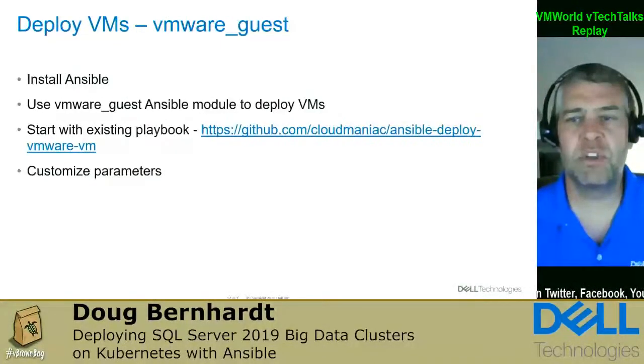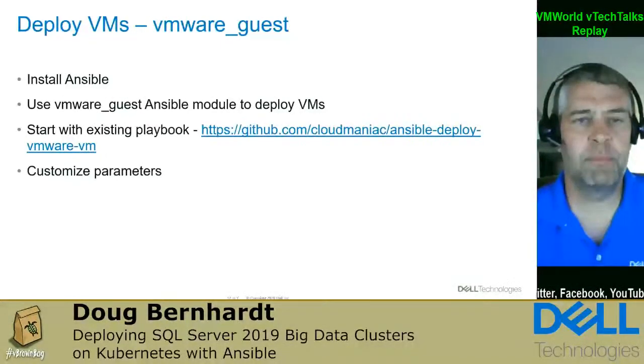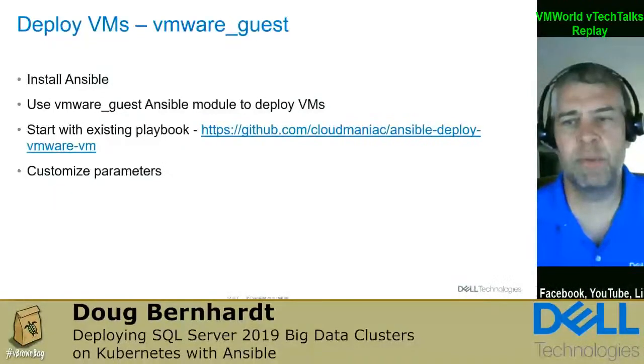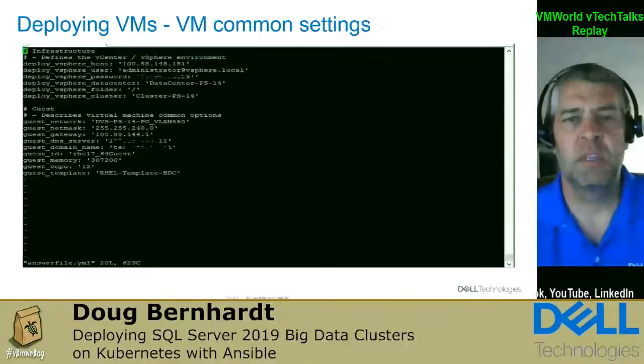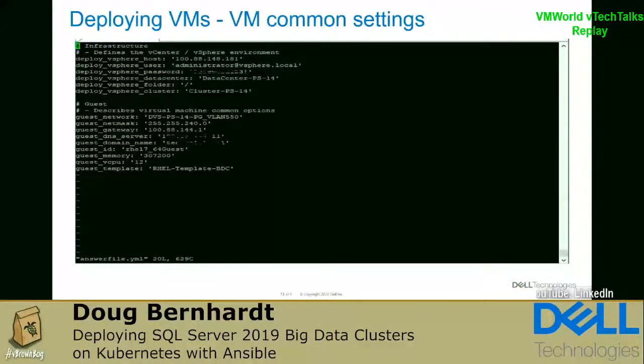I happened to find one to start with on GitHub that you can pull down as a starting point and simply customize the parameters, so that's what I'm using here. The way this playbook is written, I have two configuration files, one with the common settings and one with the settings for each VM. In this case, I'm using a file called answerfile.yaml to specify the VMware environment settings, as well as some common VM settings. As you can see, there's a section for my vSphere environment specified, as well as all of the common guest settings.